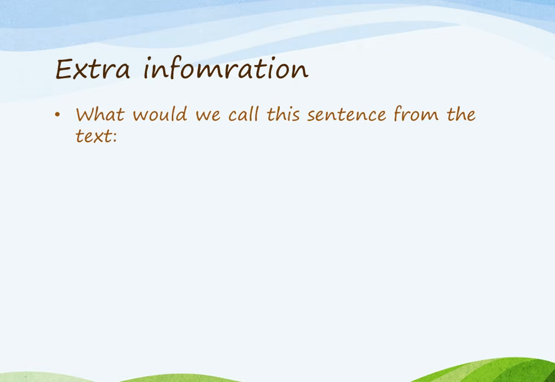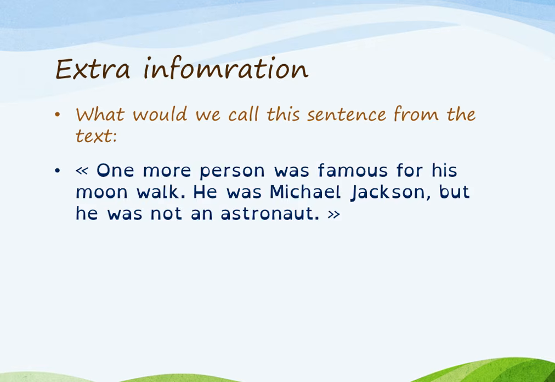One more thing. I want you to look at the last sentence from this text. See, what would you call this? One more person was famous for his moonwalk. He was Michael Jackson, but he was not an astronaut. Is this important to your understanding of moonwalks? No, so this is called superfluous information.